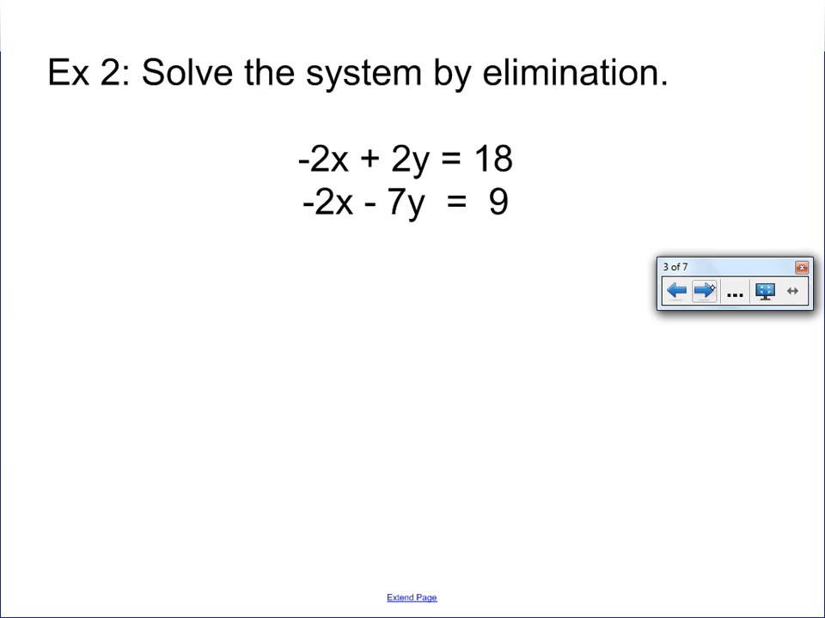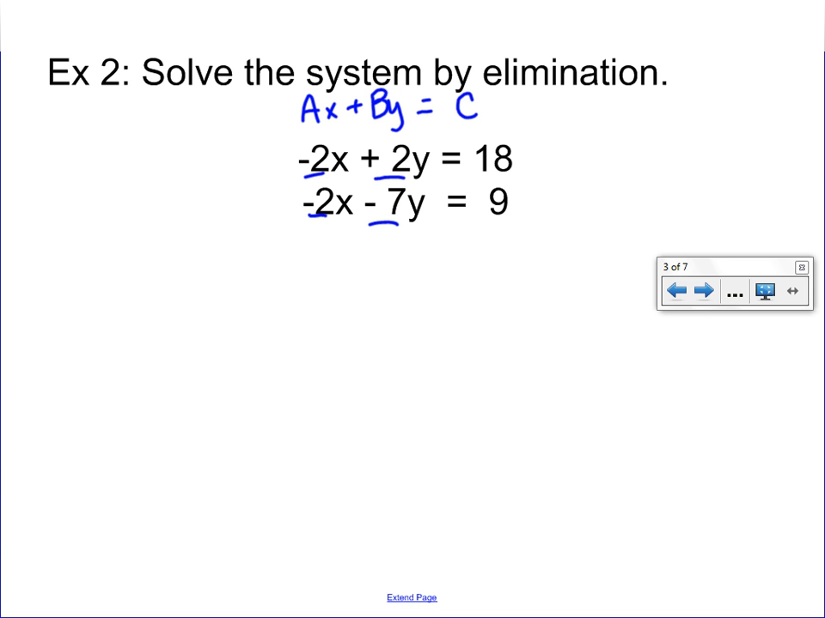The next example wants us to solve the system by elimination. Here, again, we are already set up in our ax plus by equals c. Now, do I have any coefficients with my variables that are opposites? I have negative 2 and negative 2. Those aren't opposites. Those are the same. I have positive 2 and negative 7. Those are just completely different numbers.